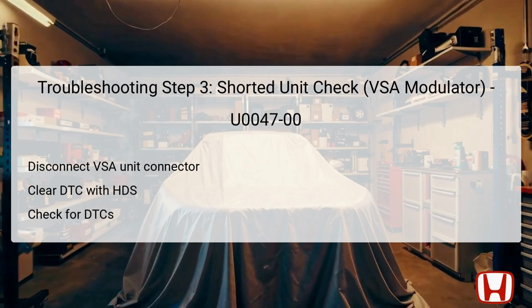Following the clearing process, turn the vehicle off and then on once more after 6 seconds of waiting. The final check will again involve looking for any persistent error codes via the HDS. If DTC U0047-00 remains, the next step involves checking further components to isolate where the fault lies.